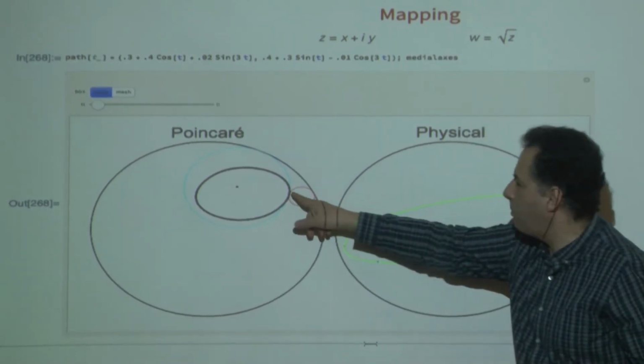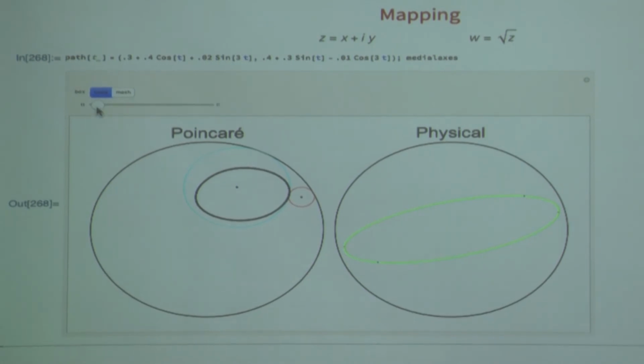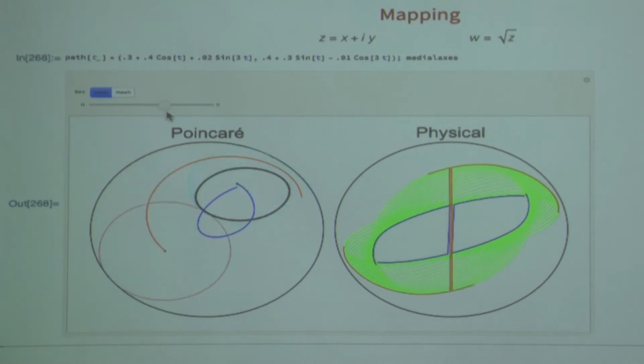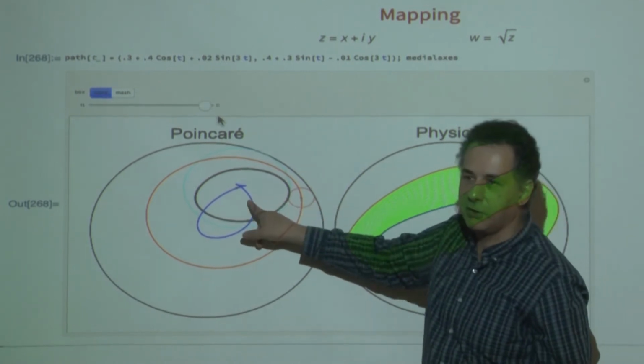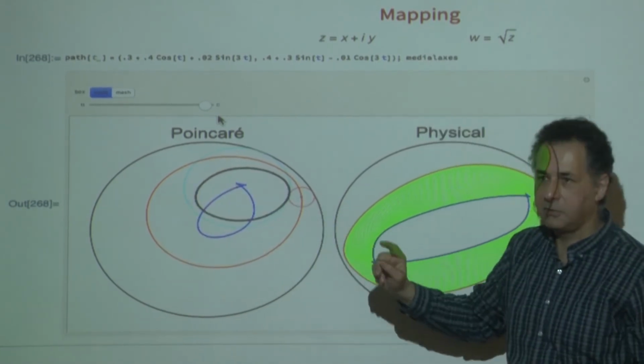And now, as I move along the path, these two are going to trace some curves. And they can do some funny patterns here. So we have a blue one here for the blue circles, and an orange one for the bigger circles.